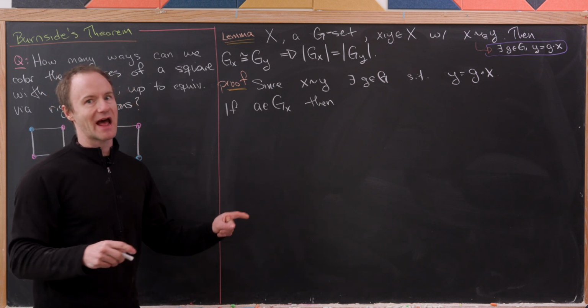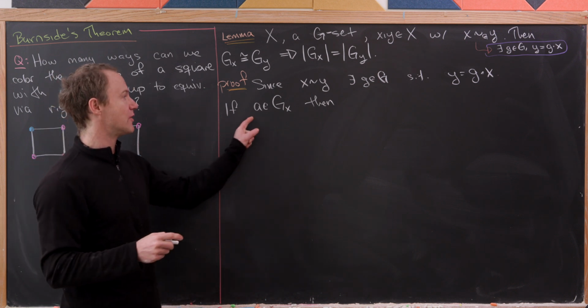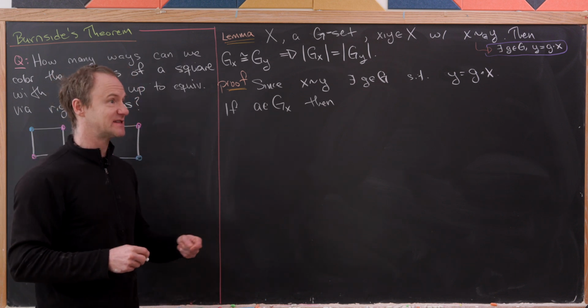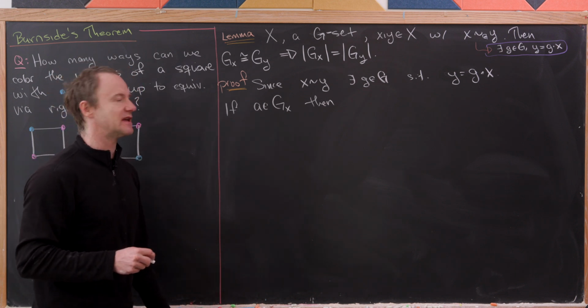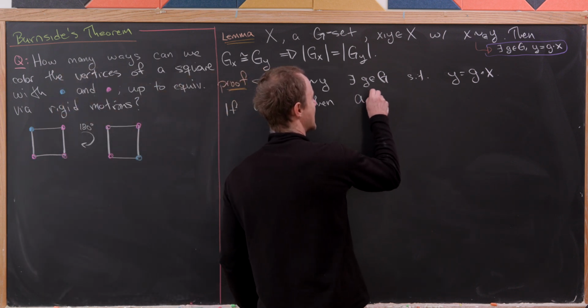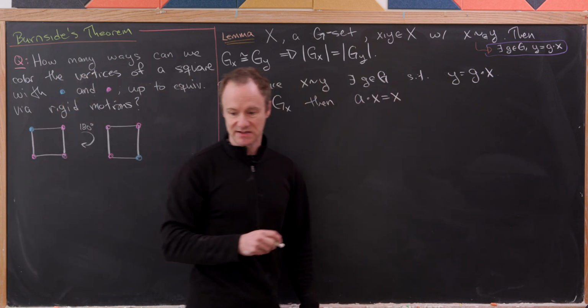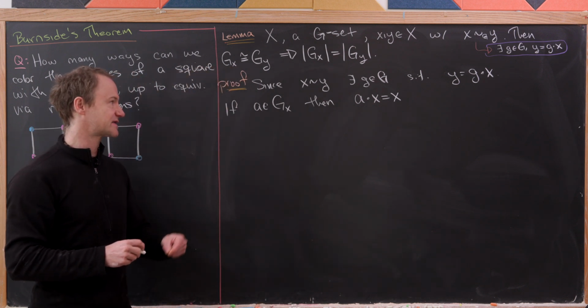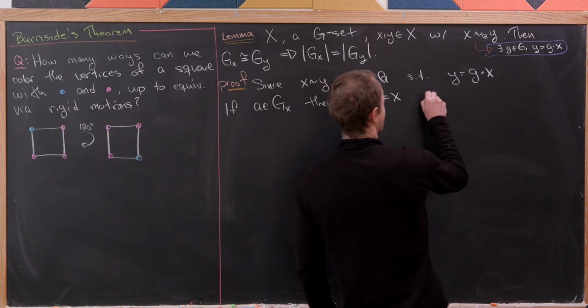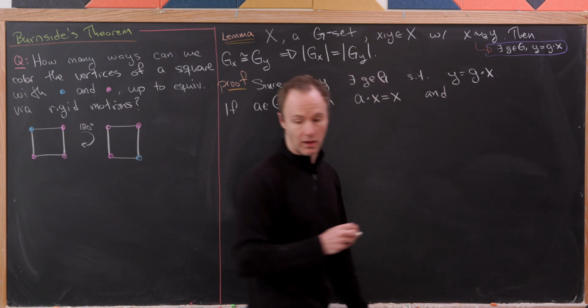But we don't know how it acts on the set as a whole, but we do know that if it acts on this single element x, it fixes that element x. That's what it takes to be inside of the stabilizer subgroup. So in other words, we know that a dot x is equal to x. x is fixed under everything in the stabilizer subgroup. And let's note also the following.